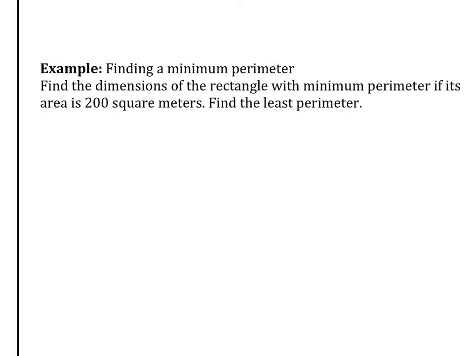All right, this last one, I like this one because you're going to see this in calculus as well, but you're going to solve it in calculus ways. Okay, so find the dimension of the rectangle with minimum perimeter if its area is 200 square meters. Find the least perimeter. What are they talking about? Draw a picture.